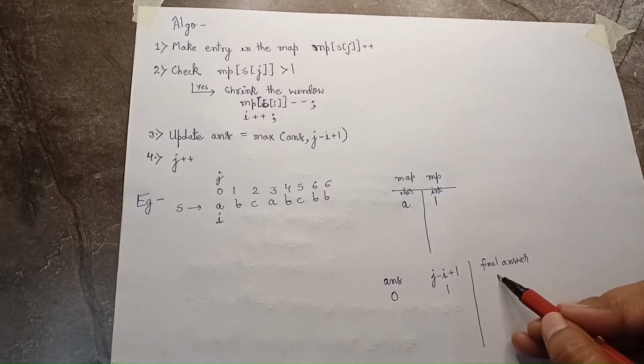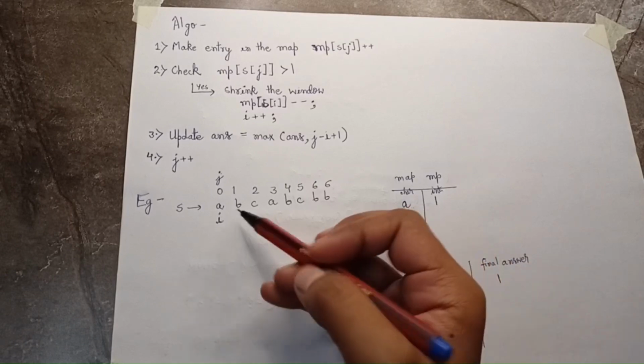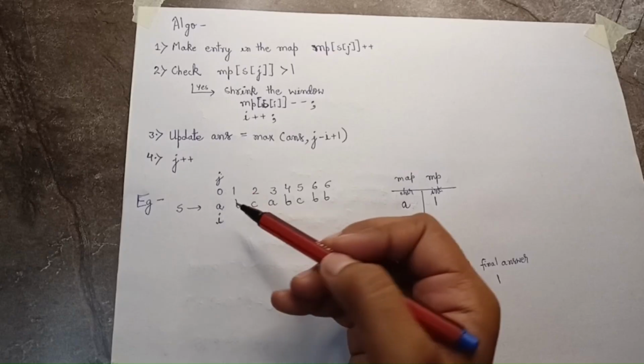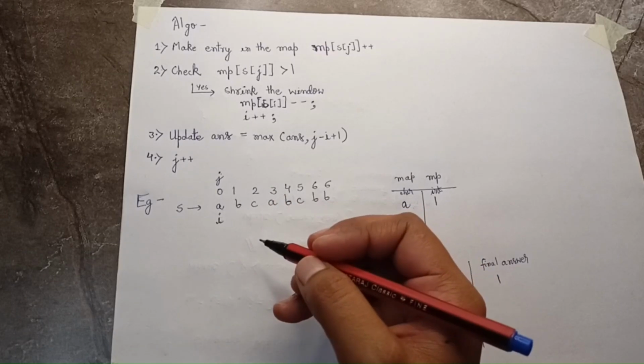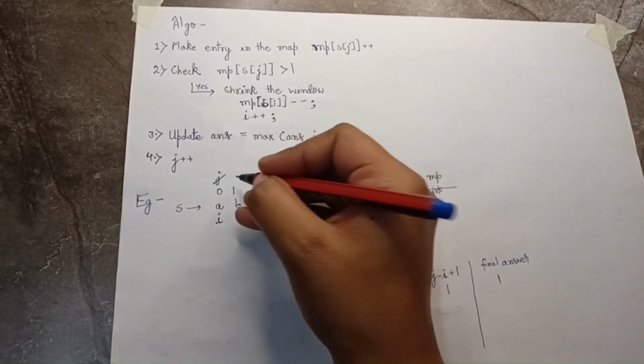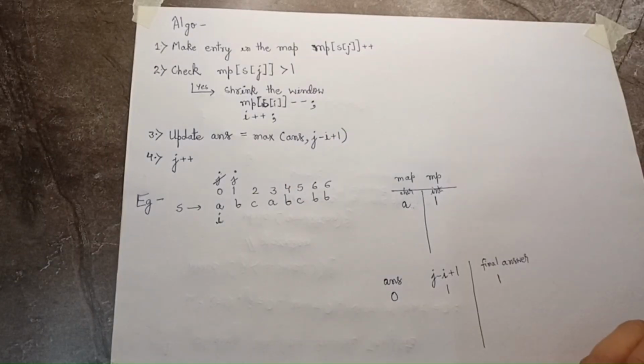So the maximum length that has not repeating characters till now is one only element, that is what we have traversed till now. Now j will move ahead. Now j points at the first index, that is b.